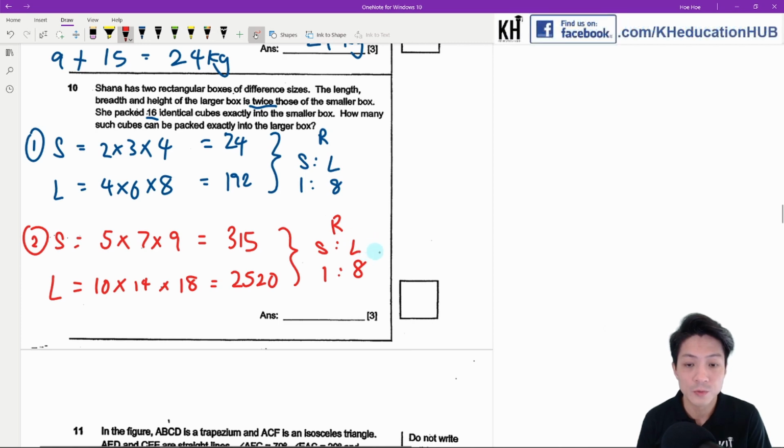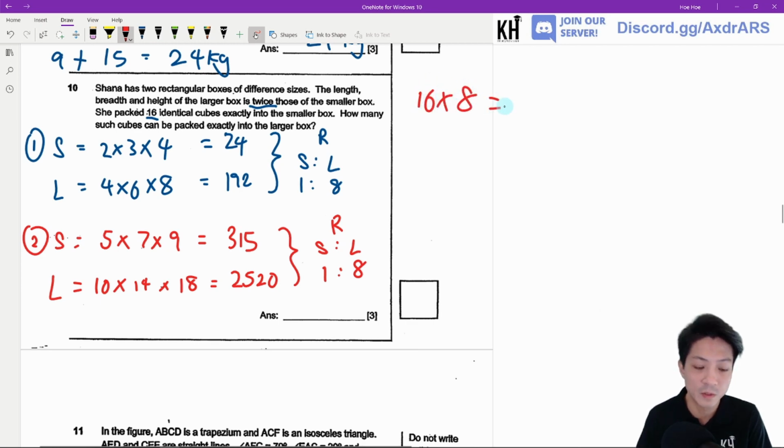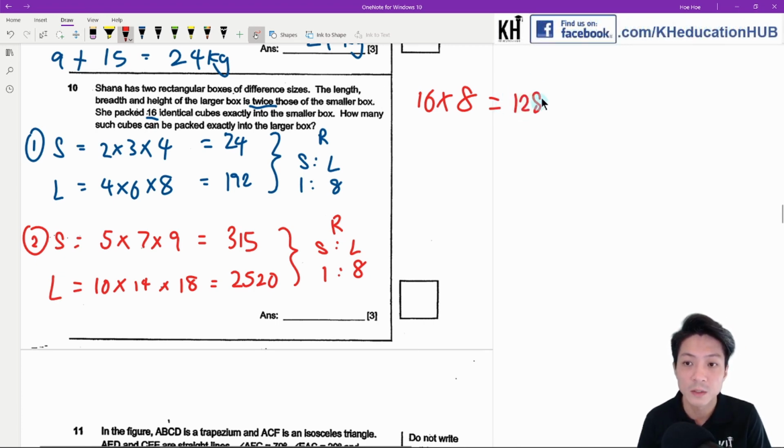So by now you should realize that if you pack 16 identical cubes into the smaller box, that means the larger box will have a volume of times 8. So 16 times 8 will give us the answer, 128. You can try other variations of other dimensions, and if you double the length, breadth, and height, and find out the ratio of the volume of the small to the big, you will always get 1:8.